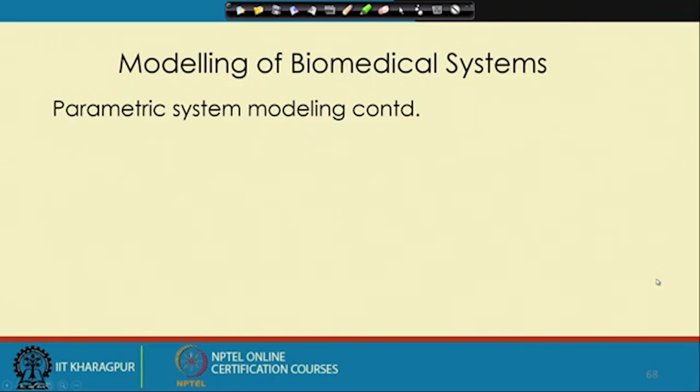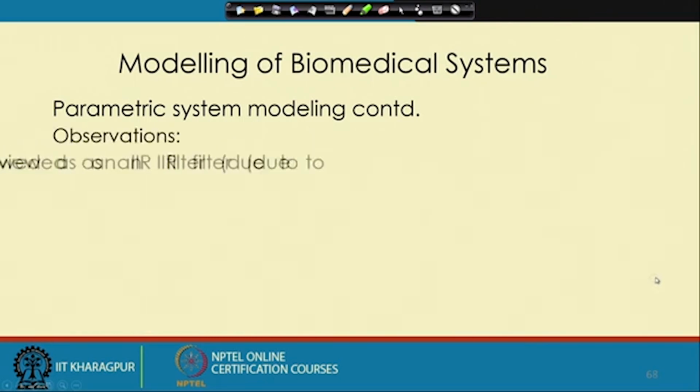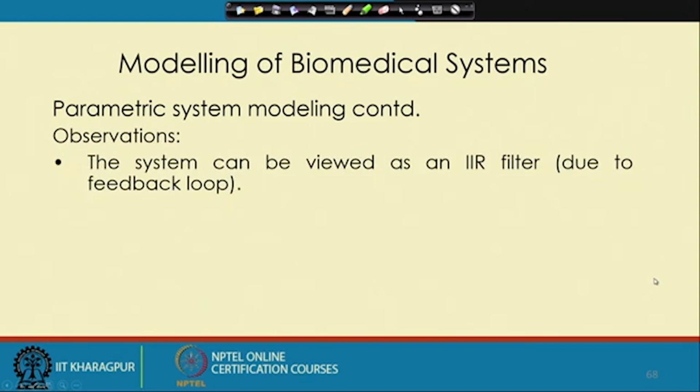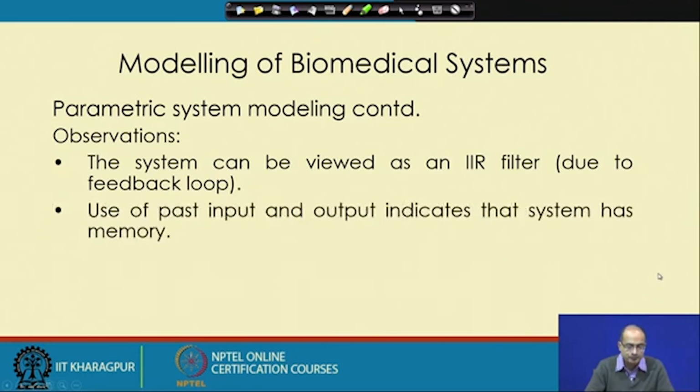Now, let us look more into it. First, we make a few observations. The system can be viewed as an infinite impulse response filter, or IIR filter, because there is a feedback loop. Along with that, we need to think about stability, but this system is an IIR system. First, we need to be aware of that.